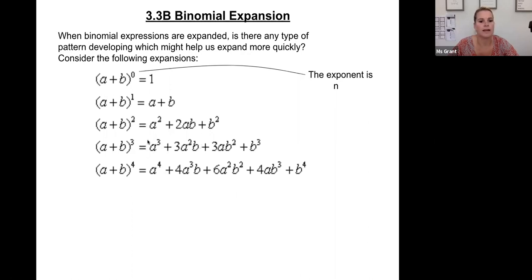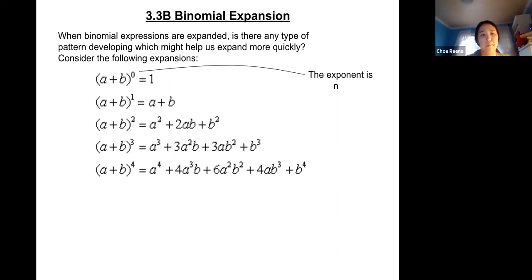In front of this a to the third, can someone tell me what number is in front of a to the third? 1. There's a 3, there's a 3. What number is in front of b to the third? 1. Which means I'm going to look at my third row, 1, 3, 3, 1, and that's the coefficients that will help us solve.